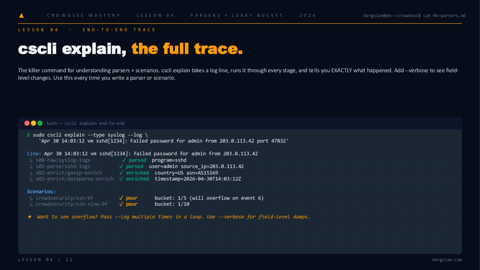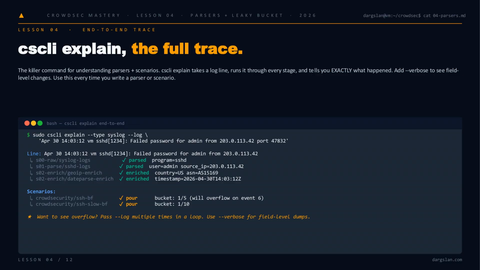Meet cscli explain, your single most important debugging tool. Feed it a raw log line, and it walks you through every stage you just learned about. S00 raw, S01 parse, S02 enrich, then the scenarios pouring into their buckets. You can literally watch program equals sshd get extracted, then source IP, then country and ASN appear from GeoIP, and finally see ssh-bf at 1 of 5, telling you exactly when it'll overflow.